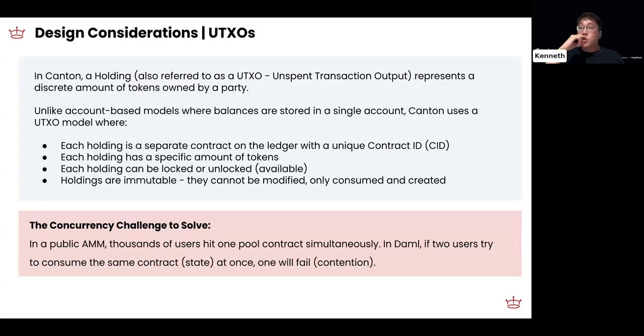So I think one main issue we encounter, especially when building on Canton Network, which you probably will encounter if you're building a DEX, is the concurrency challenge. How would you allow 1,000 users to hit a specific liquidity pool if you're building an AMM-type DEX, and how can they consume the same contract at once? Because generally everything happens atomically.